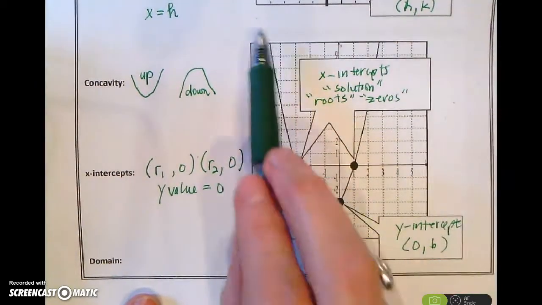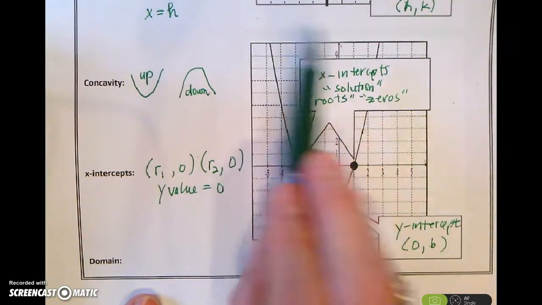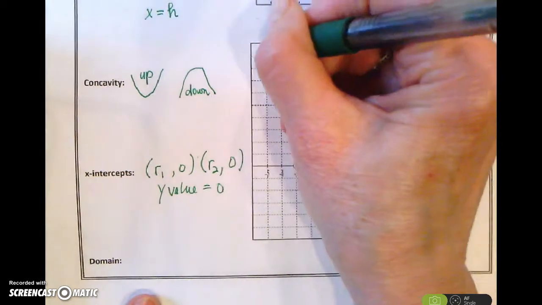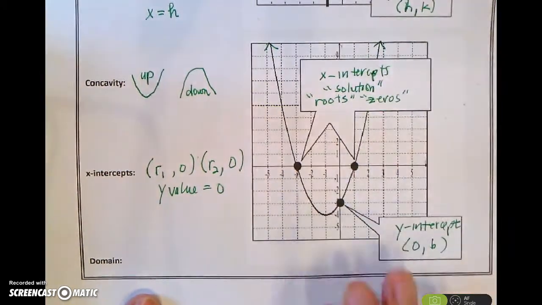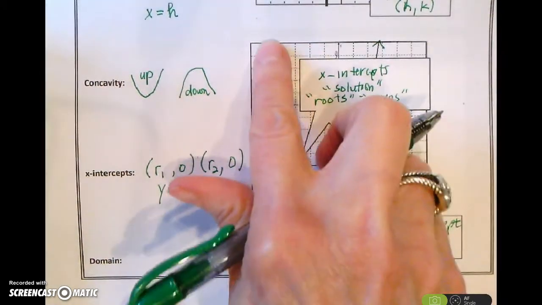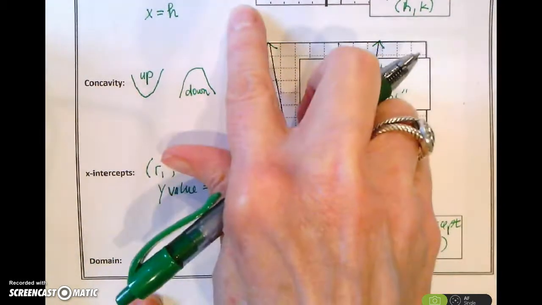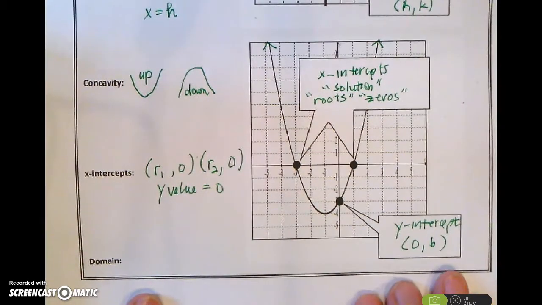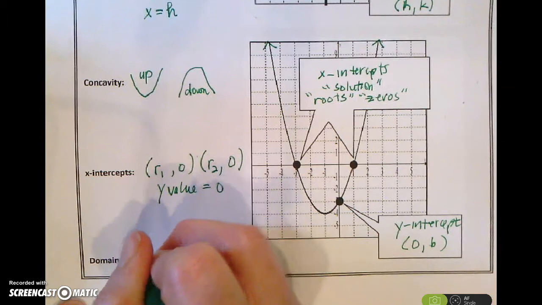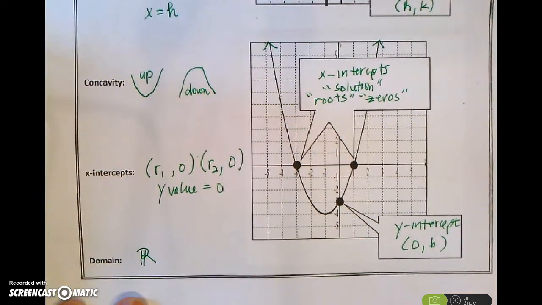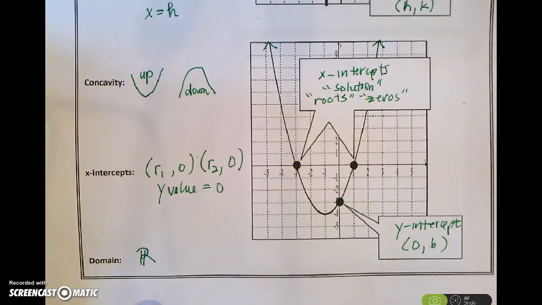Domain, so take a look at this. Remember, the domain goes from the left to the right. And even though they're not showing arrows, I'll put the arrows right there. It goes out continuously to the left and then continuously to the right. So it does not end. So we're going to say that the domain is all real numbers.